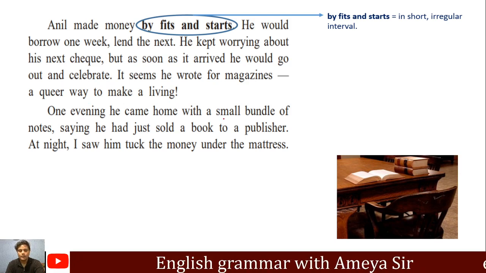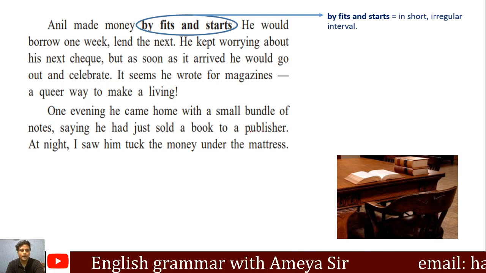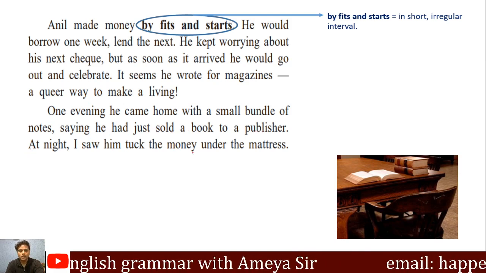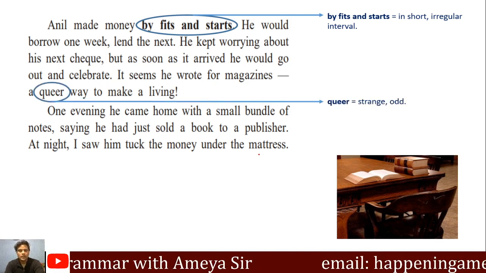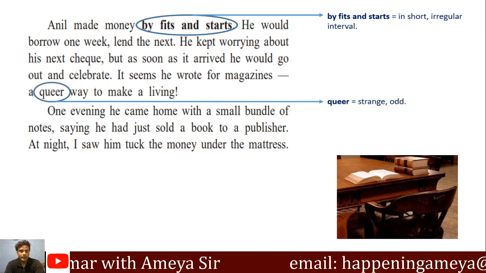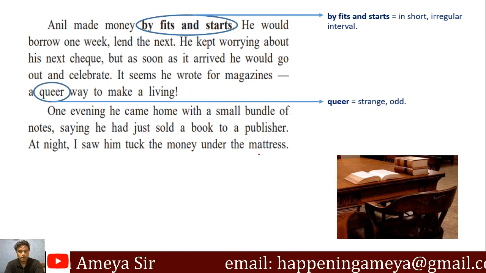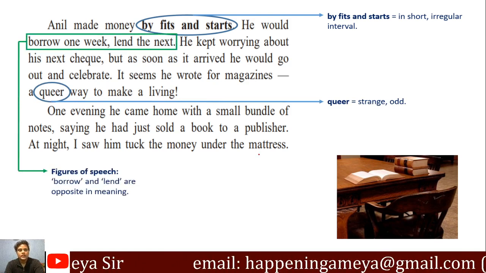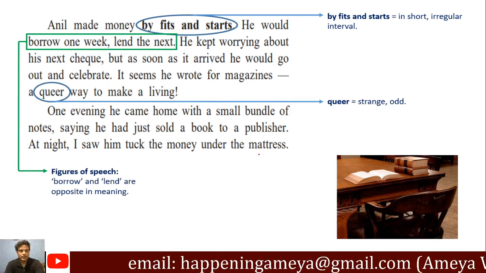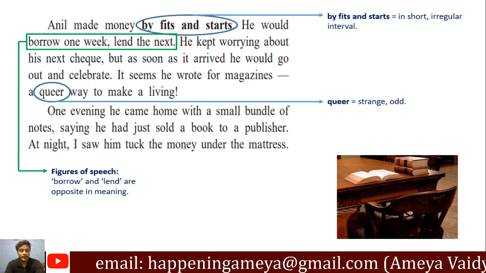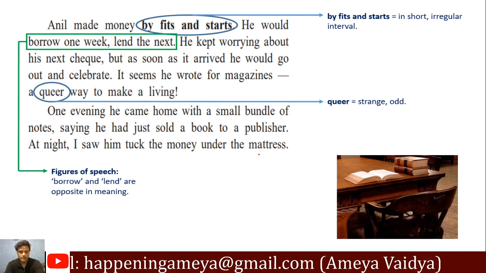One evening, he came home with a small bundle of notes saying he had just sold a book to a publisher. At night, I saw him tuck the money under the mattress. Guys, there are important things to study here. Queer is a very strange or odd way. So, queer way of making a living here. So, queer meaning strange and odd. There is antithesis here. Borrow one week, lend the next. So the opposite words are borrow and lend. That makes it the antithesis, the figure of speech, antithesis.